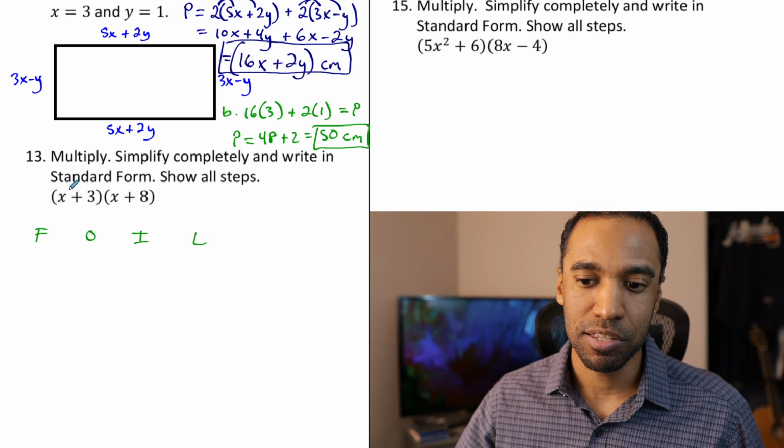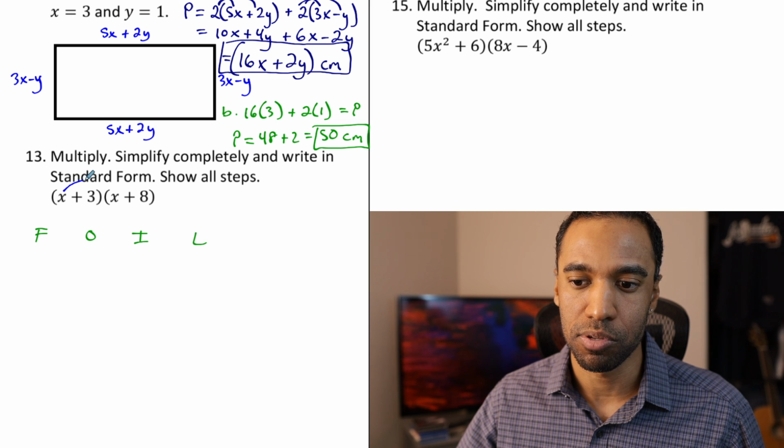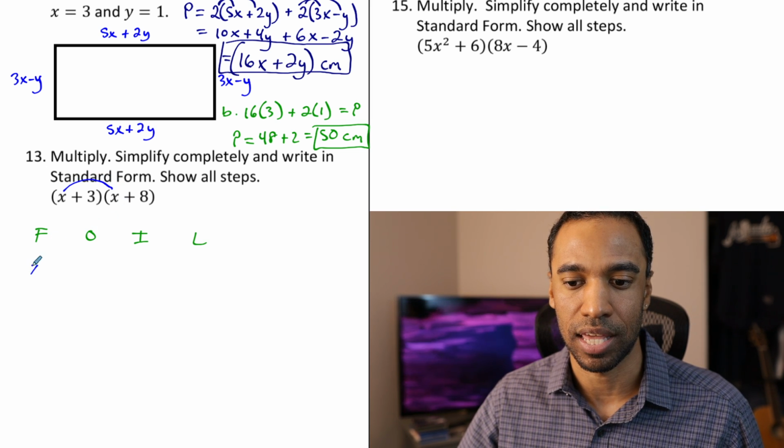So F means first. That means we multiply the first terms of each quantity. We'll multiply x with x. That is x squared.